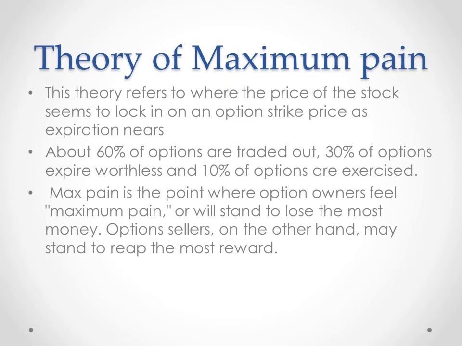So the maximum pain is a very controversial issue, because the option owners feel maximum pain, or they stand to lose the most money, when the option is going to expire. It is controversial because people think there is playing on numbers, and a lot of explanations have been offered for the maximum pain. Some explanations describe a conspiracy on the part of the market makers to manipulate the stock price.